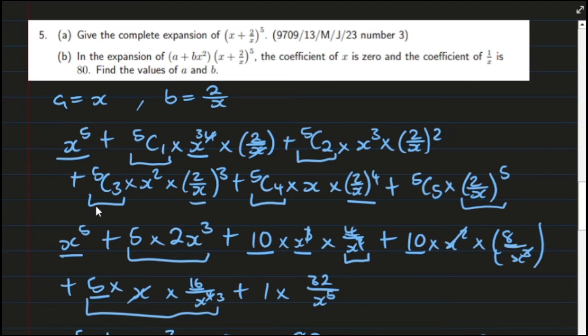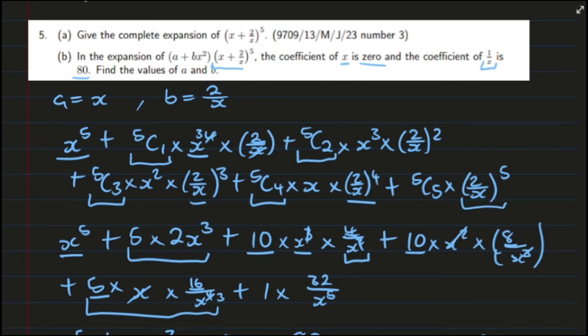Part B, in the expansion of (a plus bx squared) times (x plus 2 over x) to the power 5, the coefficient of x is 0 and the coefficient of 1 over x is 80. Find the values of a and b. So we're given that the coefficient of x is 0 and the coefficient of 1 over x is 80, and we're going to have to use this information to find our values for a and b.